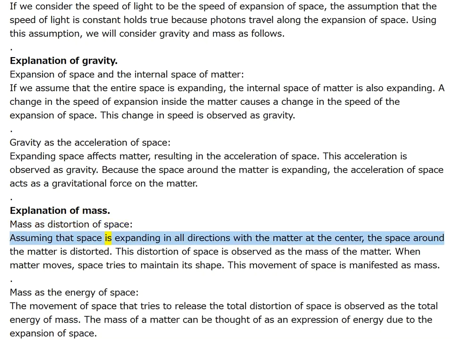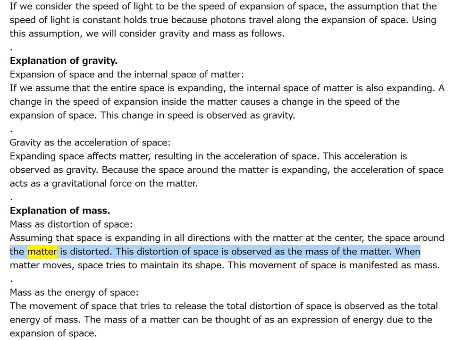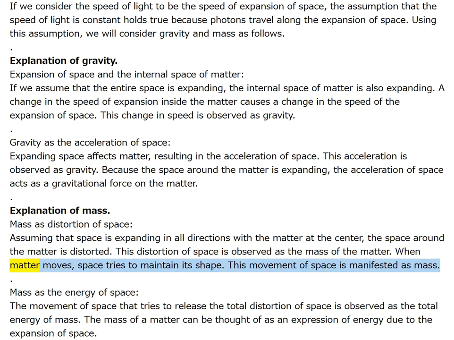Assuming that space is expanding in all directions with the matter at the center, the space around the matter is distorted. This distortion of space is observed as the mass of the matter. When matter moves, space tries to maintain its shape. This movement of space is manifested as mass. Mass is the energy of space.